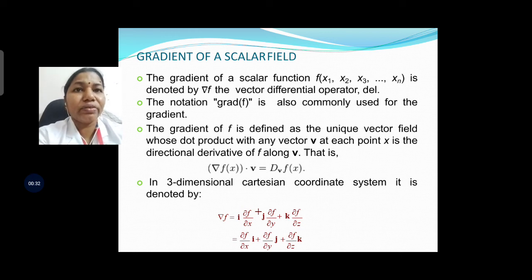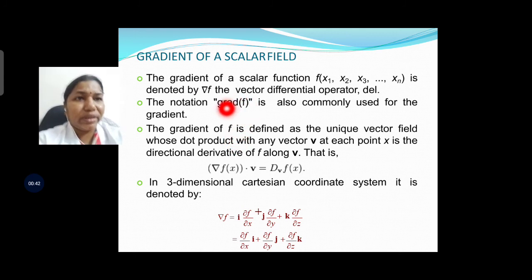Notation: del f, del or it is called nabla. Del f or gradient f. So here we are using the 3-dimensional Cartesian coordinate system. Totally we have 3 coordinate systems: one is Cartesian, another one is cylindrical, third one is spherical. So now we are using the Cartesian coordinate system, for coordinates x, y, z.